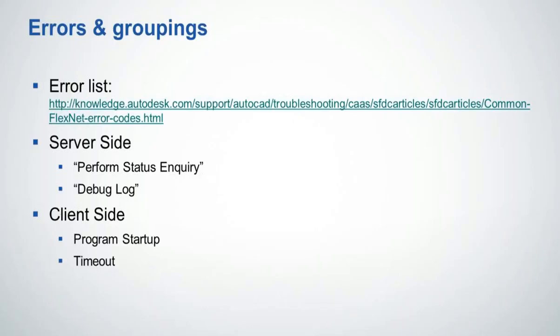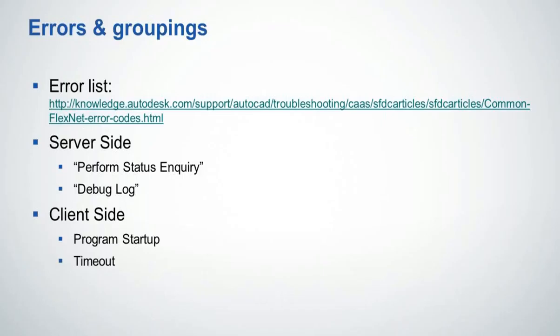We can group error messages into two basic groups here. We can put them into two buckets of server and client side. Where you see an error is usually as informative as the actual error itself. So on the server side of the equation, you'll generally see messages when you perform a status inquiry, or if you click and view the debug log file.